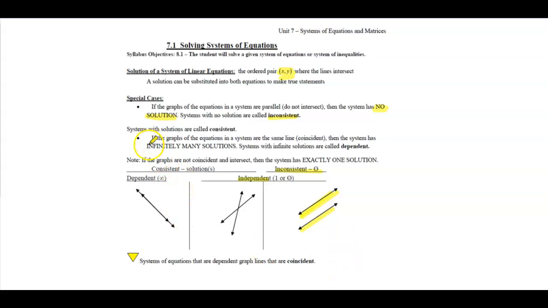Now, infinite solutions means you have coincident lines. This is what this looks like. So you have lines that are basically on top of each other. So everything that's true for one line is true for the other line. Then we also have exactly one solution where we get lines that intersect in exactly one place.